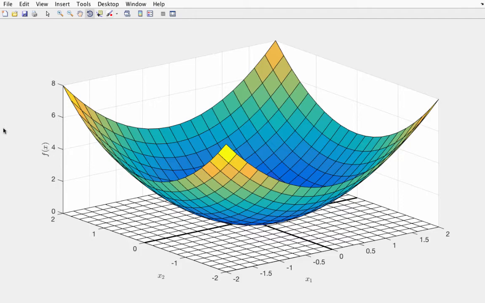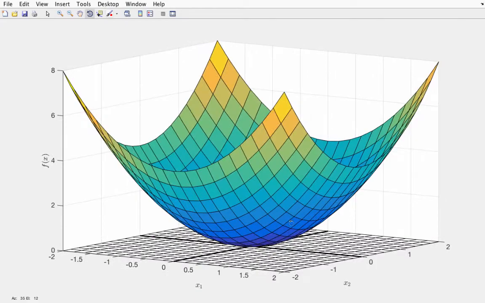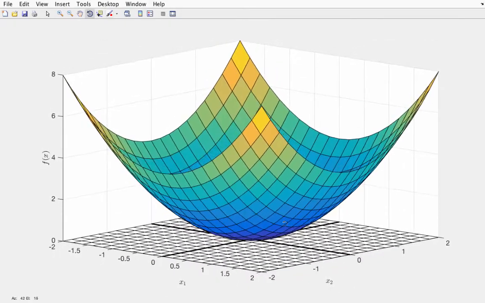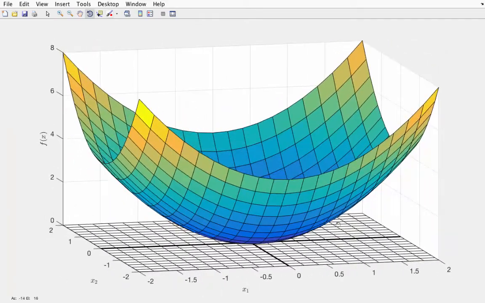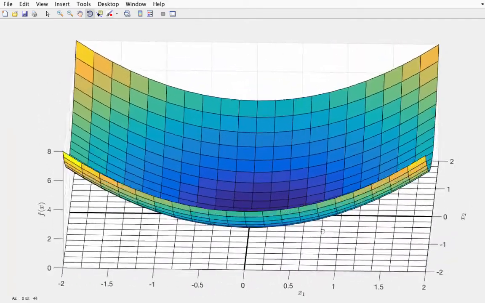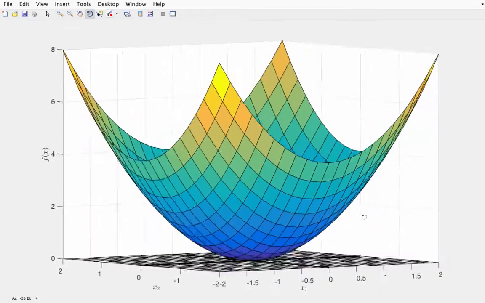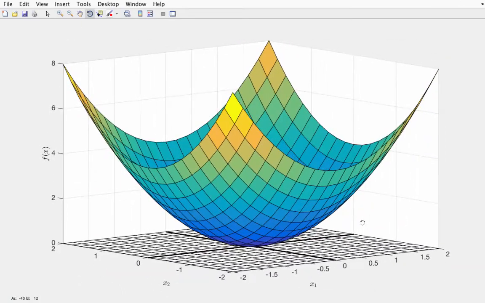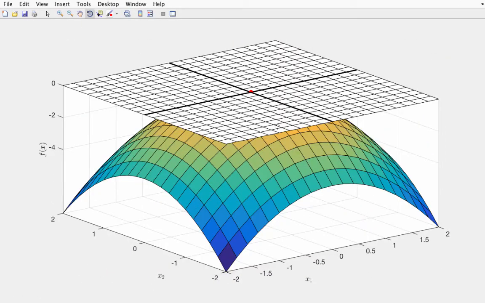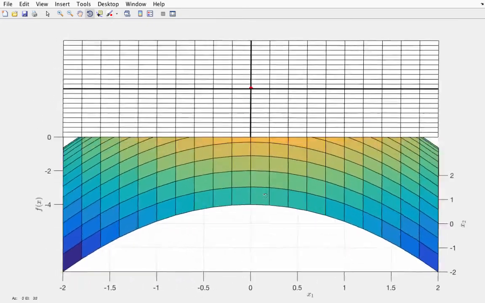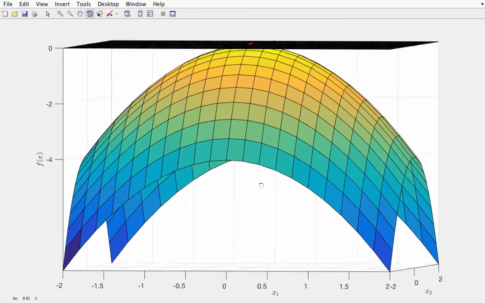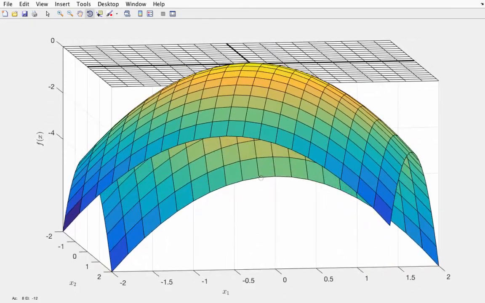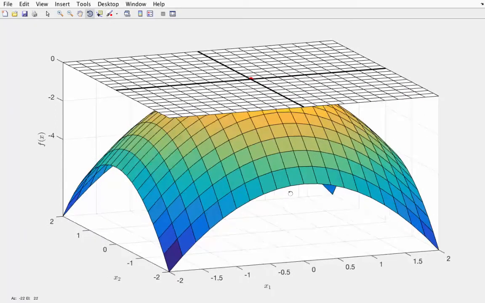So here I have a function that has a 0 gradient or a 0 tangent plane. And in fact, where that plane is tangential, right, I have a minimum. It's right there at the bottom. Similarly, this function has a maximum, and the tangent plane at that maximum is horizontal. In other words, the gradient there is 0.